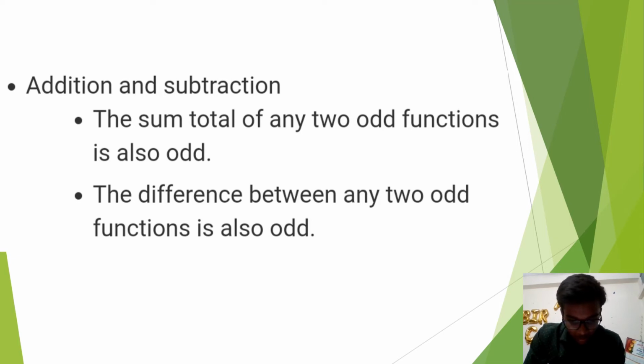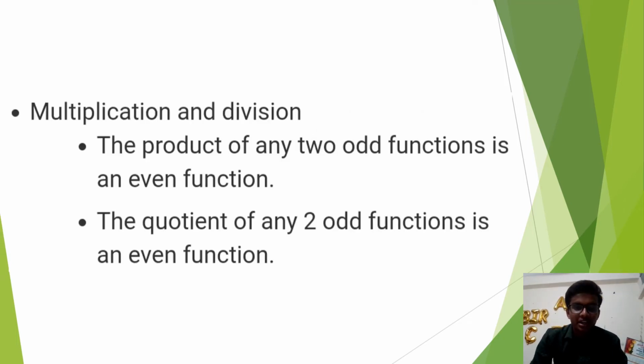I will start by plugging minus x in for x. g of minus x equal to 3 by minus x squared plus 2, so that is equal to 3 by x squared plus 2. I can see by comparison that this is the same as what I started with. Multiplication and division. The product of any two odd functions is an even function. The quotient of any two odd functions is also an even function.